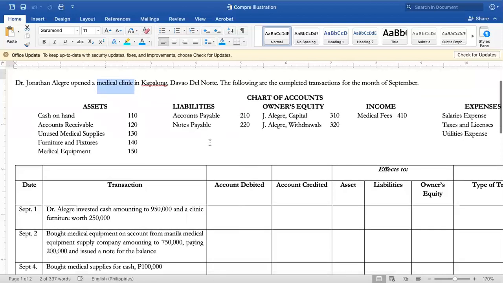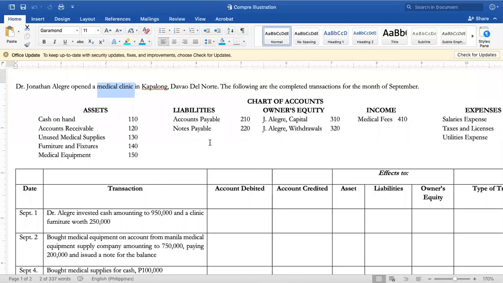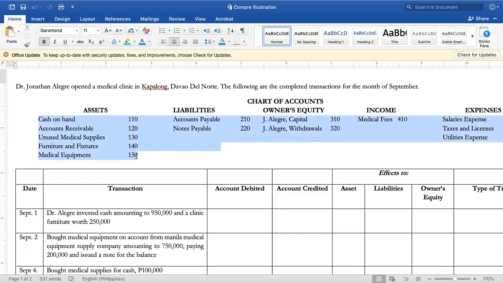So, how do we account these transactions? Transactions for the medical clinic. We have a given chart of accounts. When you say chart of accounts, these are the accounts to be used by the medical clinic in accounting the transactions. Normally, the problems give us limited accounts, so the accounts to be used should be based on your chart of accounts. For this problem, we have the given chart of accounts. You have the asset accounts, with the account title and the account number. You have 1, 2, 3, 4, 5 assets.